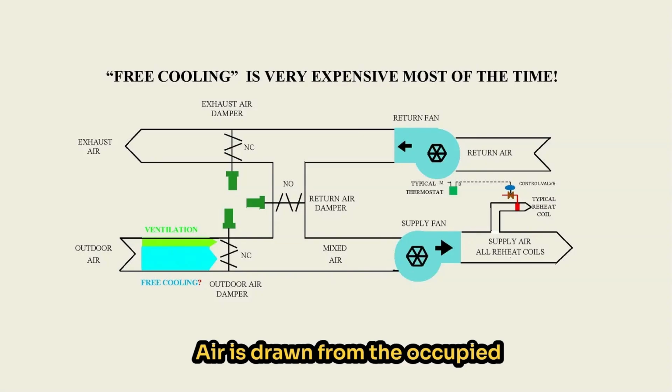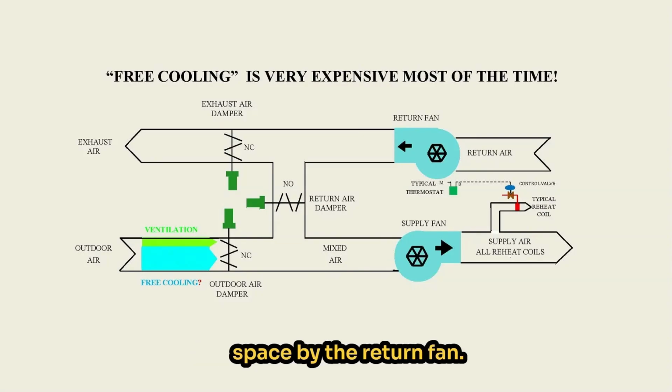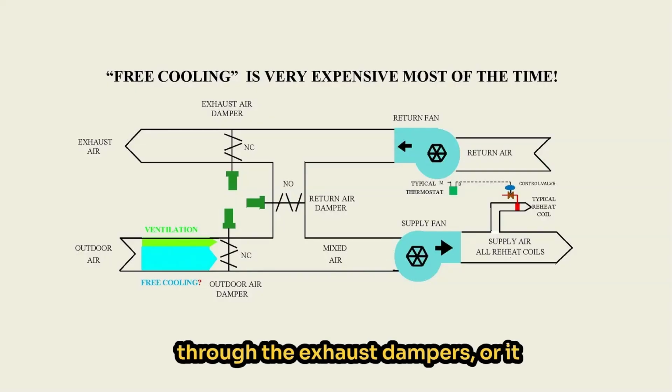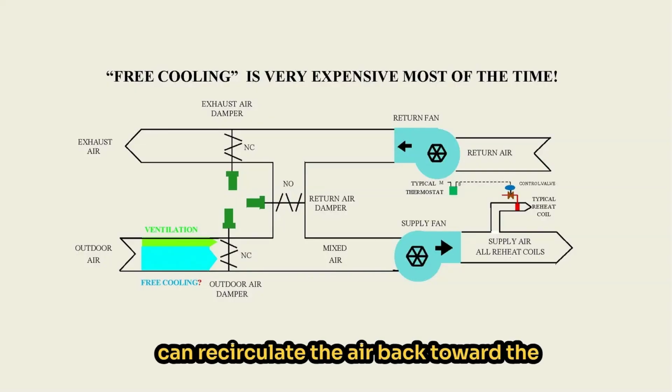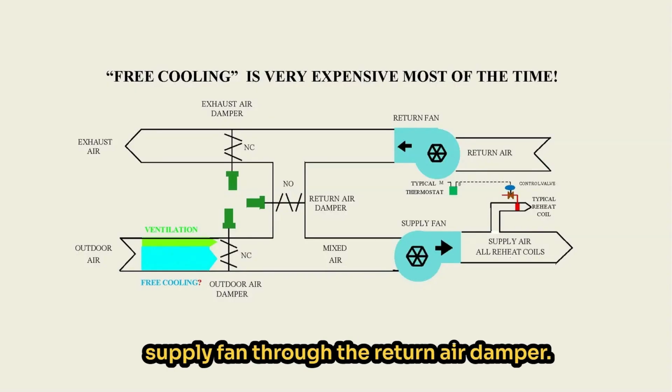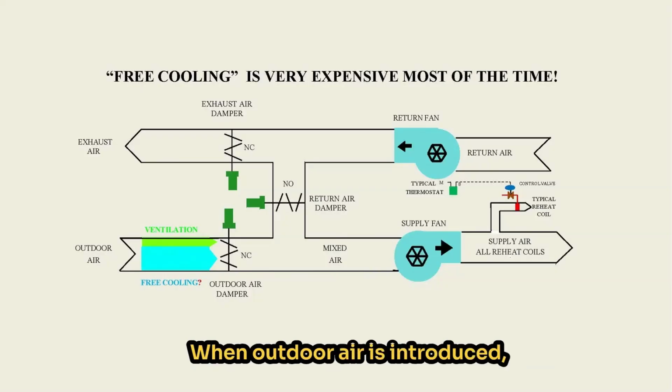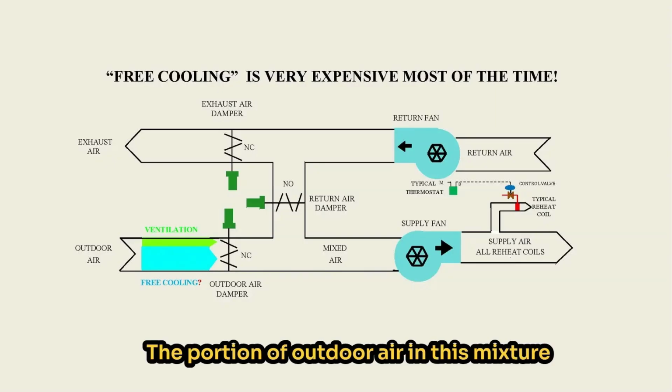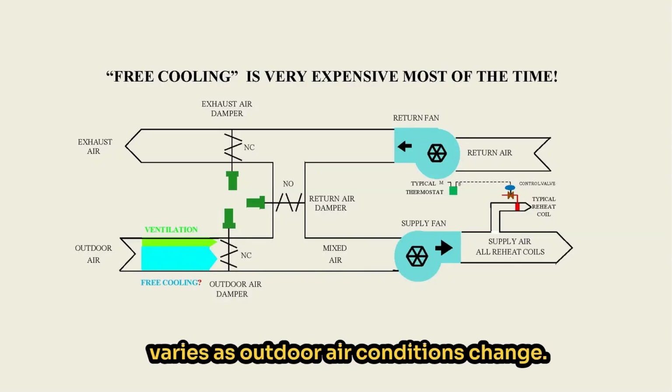Air is drawn from the occupied space by the return fan. At that point, the control system has 2 options. It can exhaust the air outdoors through the exhaust dampers, or it can recirculate the air back toward the supply fan through the return air damper. When outdoor air is introduced, it blends with the return air to create what we call mixed air. The portion of the outdoor air in this mixture varies as outdoor air conditions change.